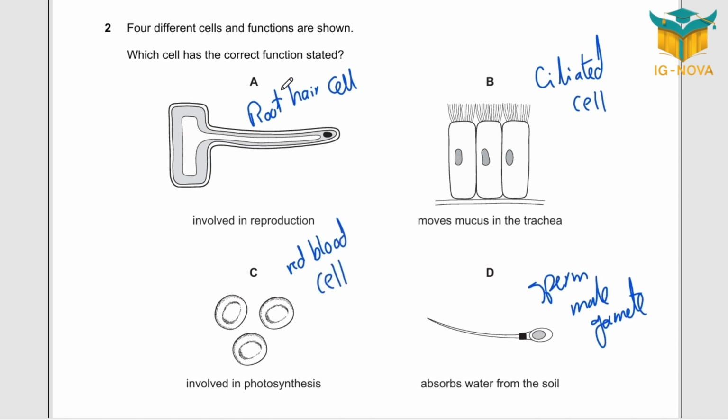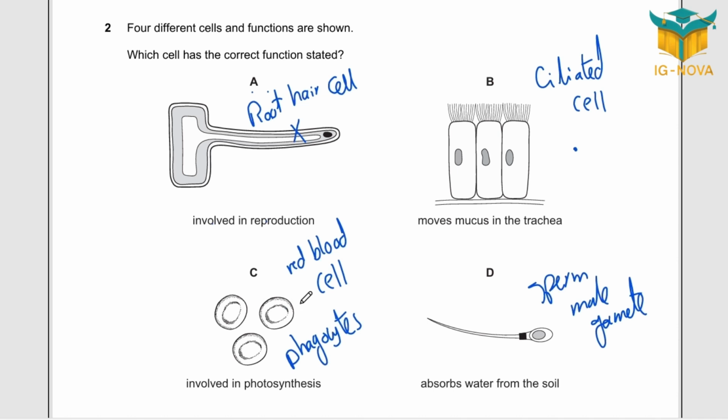So which cell shows the correct function? Trial and error. A, root hair cell involved in reproduction? Wrong, it is involved in absorption. B, to move mucus in the trachea. Let me think about it. C, in phagocytosis. Phagocytosis is conducted by white blood cells named phagocytes.